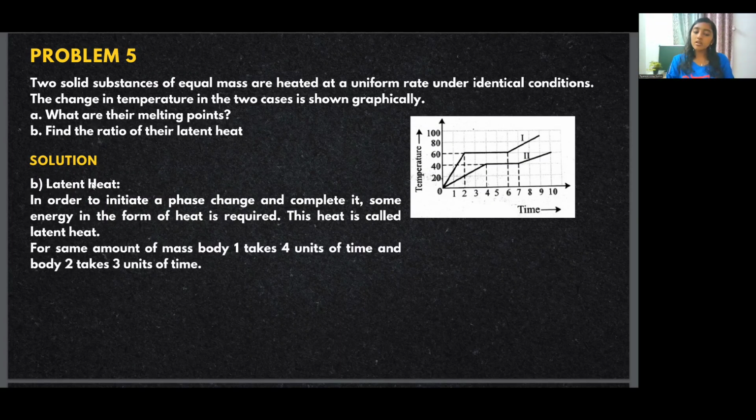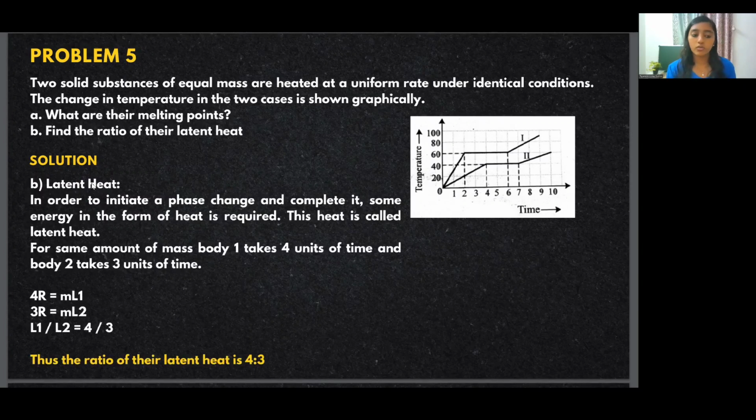So for the same amount of mass, body 1 takes 4 units of time, as you can see, from 2 seconds to 6 seconds, and body 2 takes 3 units of time from 4 seconds to 7 seconds, right? So ML1 and ML2, right? Since it's written in the question that they're of equal mass, so M or M cancel out, and since you have to find the ratio L1 by L2, the ratio of the latent heat will be nothing but 4 by 3.